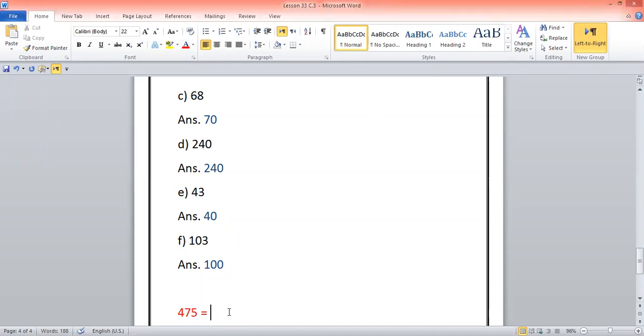Why? Because when you are rounding to the nearest 100, there must be two zeros, on the ones and on the tens place. Now, what should you write on the hundreds place? For that, you will check the number on the tens place, 7. If it is more than 5, add 1 to the hundreds number. 4 plus 1, 5. But if it is less than 5, then what will you do? Don't need to add. It will become 400. Clear, guys? Clear, sir. That's very good.